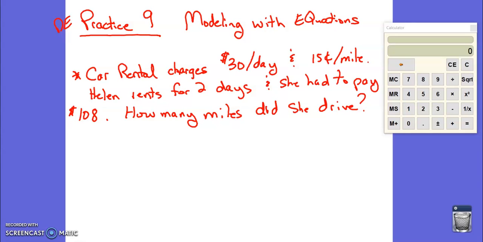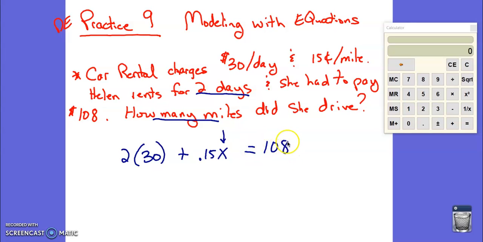Well, when you start setting this up, you know it's a 2 day rental, and it's $30 per day. So you automatically know that, plus it's 15 cents per mile. And again, we don't know how many miles. That's what we're trying to find. That's what the question says. So we're going to represent that as X. And we know the final bill comes to 108.